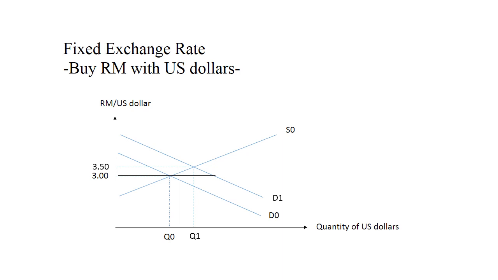Now when we fix at 3 ringgit, the new quantity demanded is higher than quantity supplied, and therefore there is excess demand. How much is the excess demand? This is Q2, the new quantity demanded of US dollar, and this is the quantity supplied of US dollar. So from Q0 to Q2 is the amount of excess demand for US dollar.